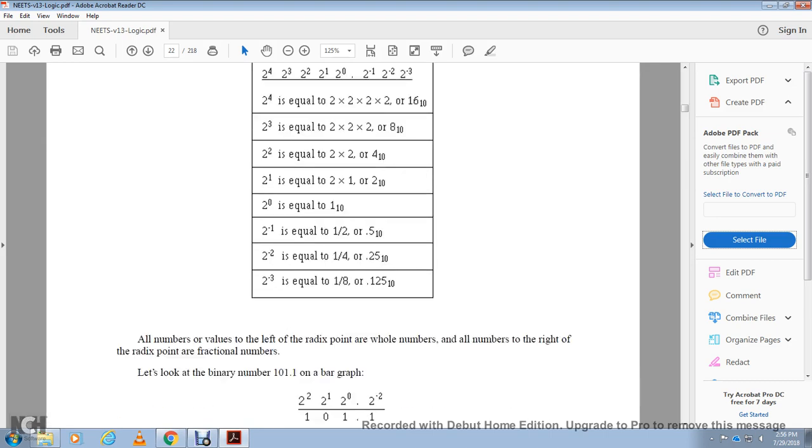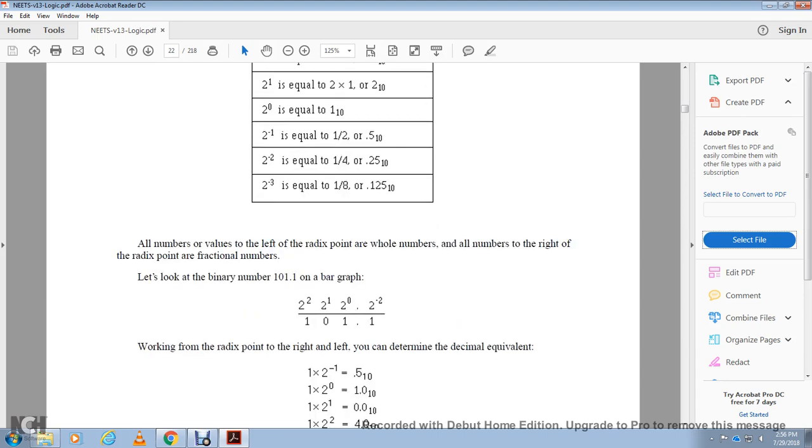All numbers to the left of the radix point are whole numbers, and all numbers to the right of the radix point are fractional numbers. Let's look at the binary number 101.1 on the bar graph. 2 to the 2nd would be 1. 2 to the 1st would be 0. 2 to the 0th would be 1, and 2 to the negative 1st would be 1.